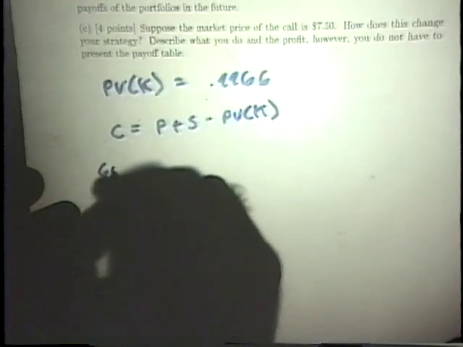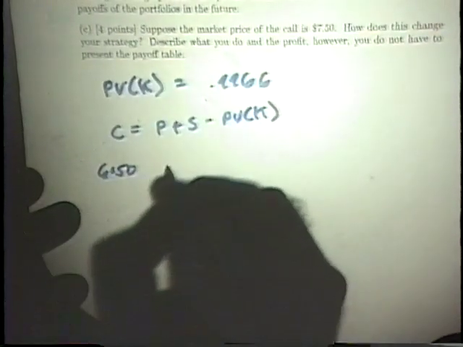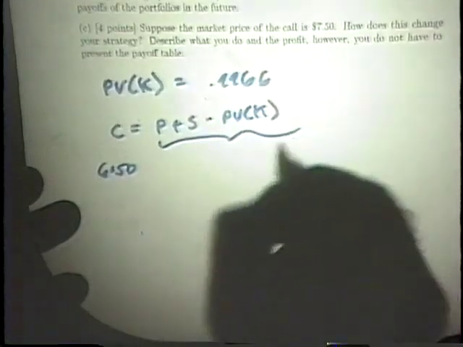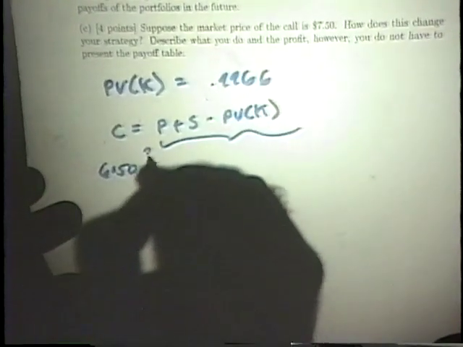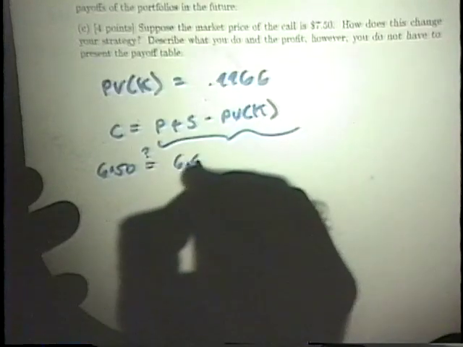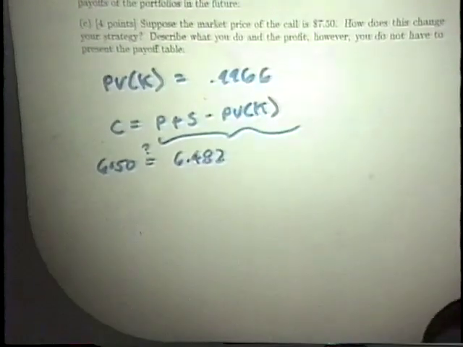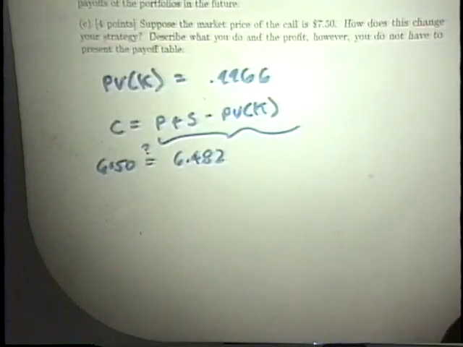We know C is 6.50, and this stuff equals 6.482. And I say for 4 points that we're close enough. We're off by 2 cents. That's pretty close. The next part, just like I did in class, I'm going to change something.